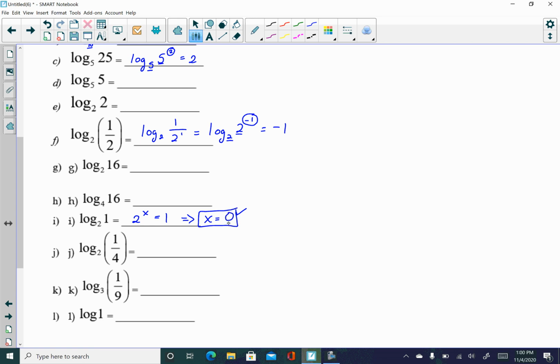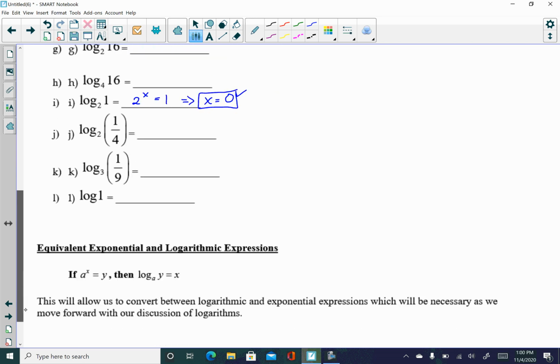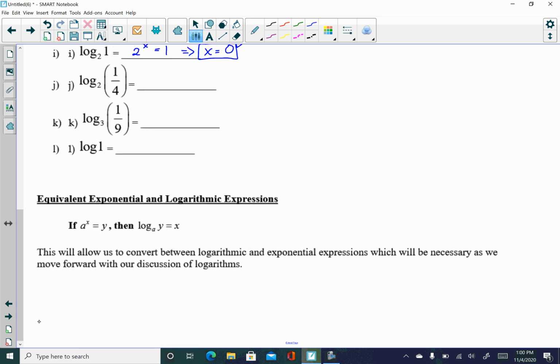All right, so I will let you pause the video and go through the rest of those, either trying to make the base and the argument match up, or utilizing what we know to be true about logarithms, that the base raised to some power equals the argument. Okay. All right, let's move on down then to the bottom of this page.